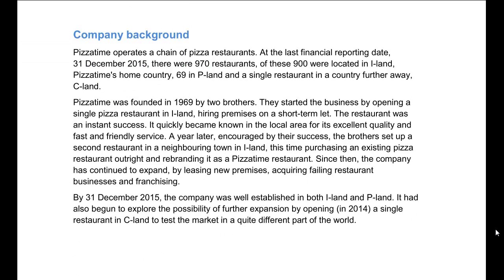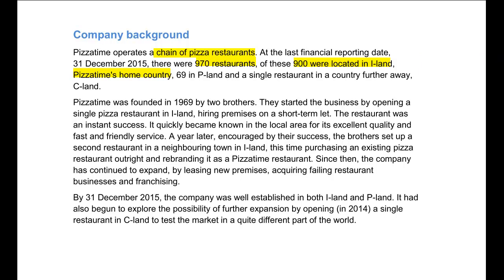So this section gives us a bit of information about the business as a whole and a bit about the background and the history of the organization. So the first thing we can see is they operate a chain of pizza restaurants. So actual restaurants by definition, where people come in, sit down, order a meal and eat it there, rather than perhaps a takeaway restaurant such as Domino's. And we can see they're quite a substantial company. They have 970 restaurants, so a big player within the industry, of which 900 are located in Ireland, their home country.